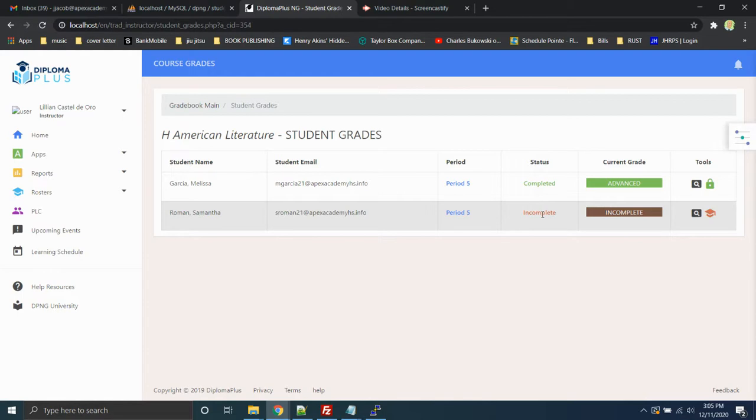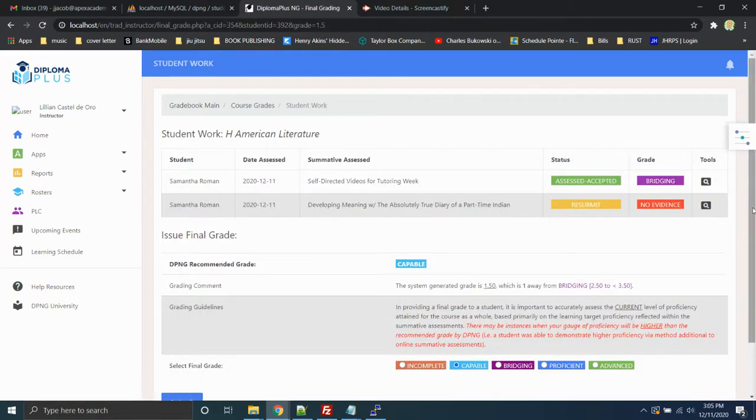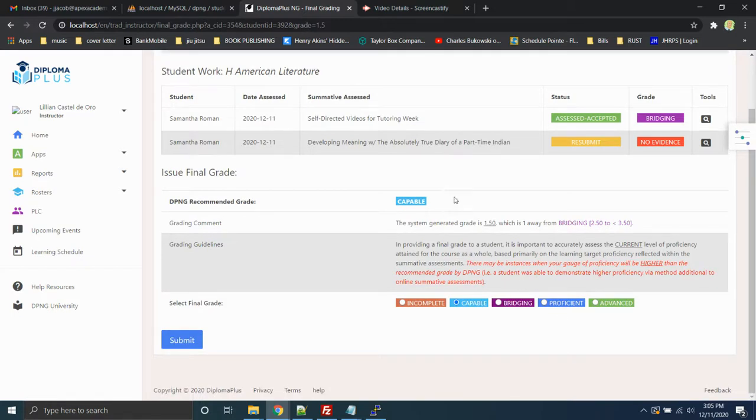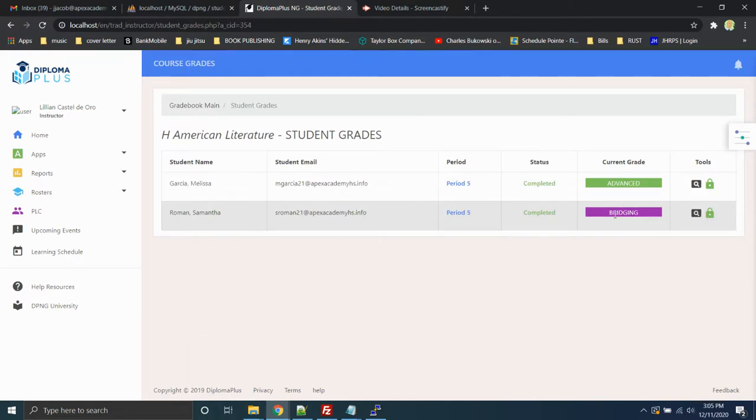And if the student does at some point do that resubmit, you can click on that and reissue the grade. So if the student, for whatever reason, I'm not going to go back and resubmit it, but let's just say that she did do it and it was a bridging, and then you could resubmit that and then basically adjust that grade to be what the current level of proficiency is. So hopefully that makes sense.